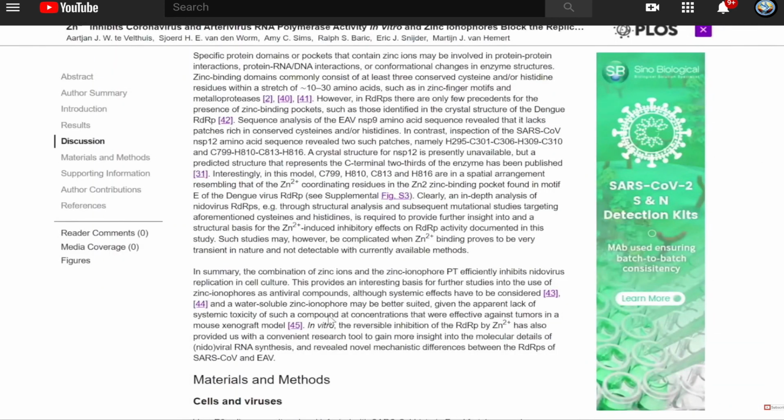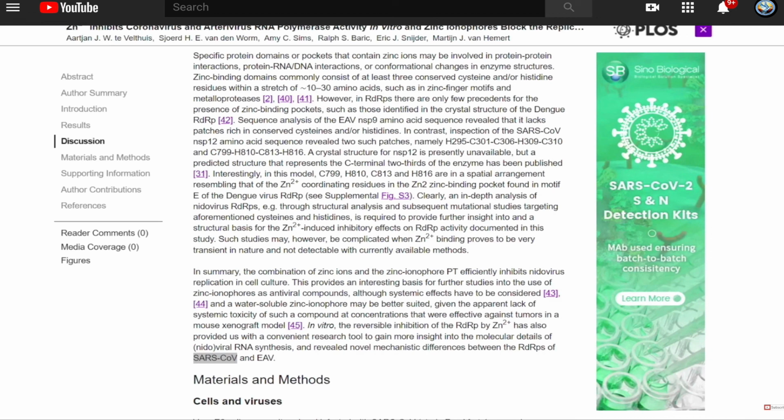So in summary, what they found was that the combination of zinc ions and a way to get those zinc ions into the cell, a zinc ionophore, PT, effectively inhibits nidovirus replication in cell culture. This may be a novel solution for inhibiting the RDRPs of SARS-CoV in the future. Of course, the issue is how do you get the zinc into the cells? This is a really far cry from saying that just taking zinc lozenges is going to protect you from having coronavirus, because as we know, there are no randomized trials looking at zinc in coronavirus, especially the current one, because there are no randomized trials involved with this coronavirus at all.